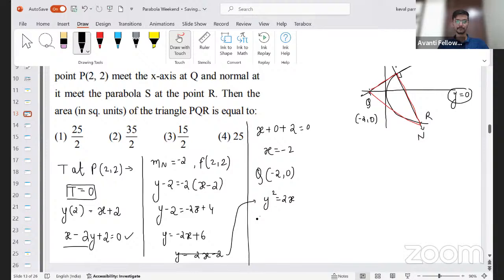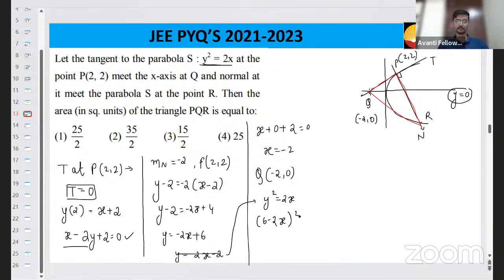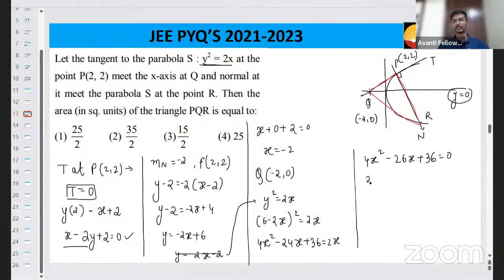So we can write 6 minus 2x, the whole square, equals 2x. Correct? So 4x square minus 2ab, that is 12x, plus 36 equals 2x. So what will we get, guys? We'll get 4x square minus 26x plus 36 equals 0. We can cancel out 2, so 2x square minus 13x plus 18 equals 0.